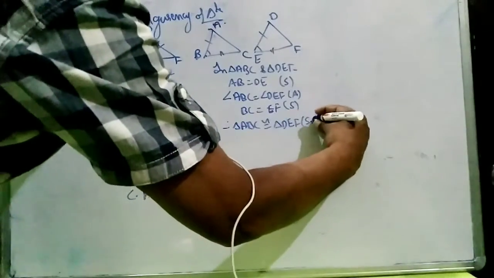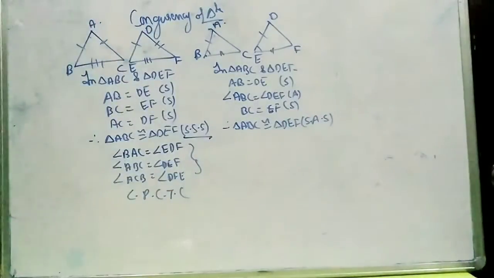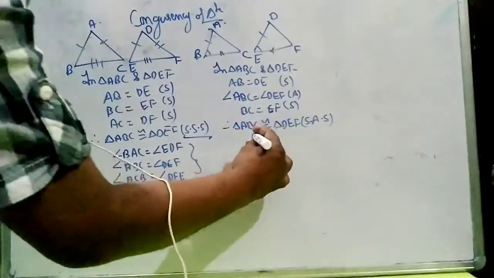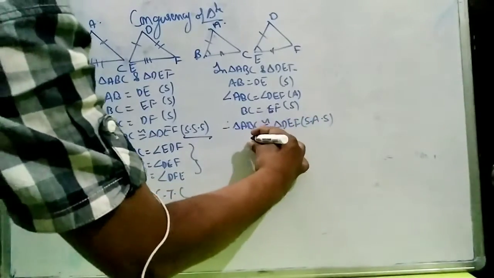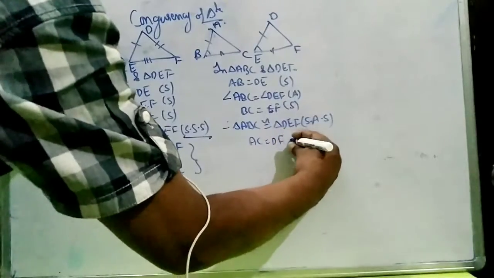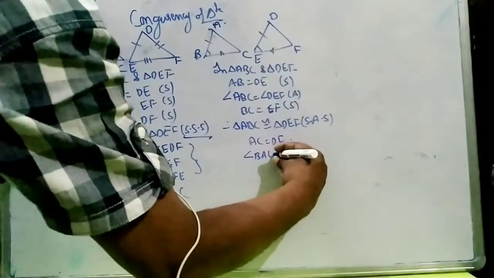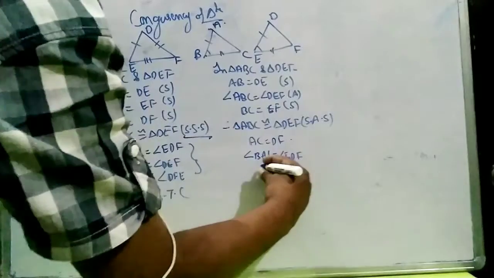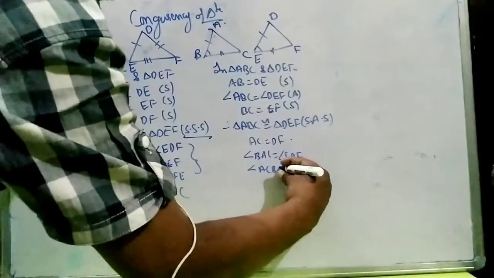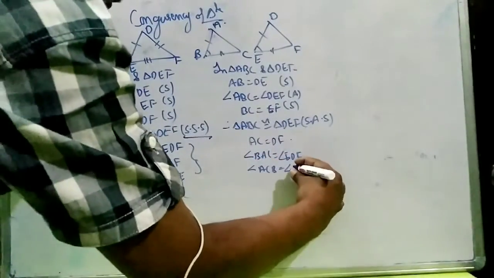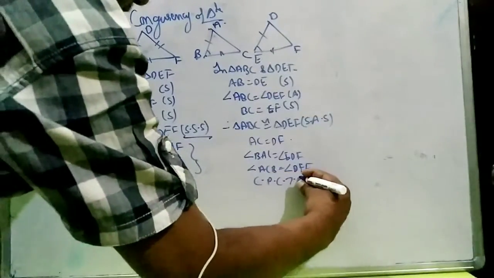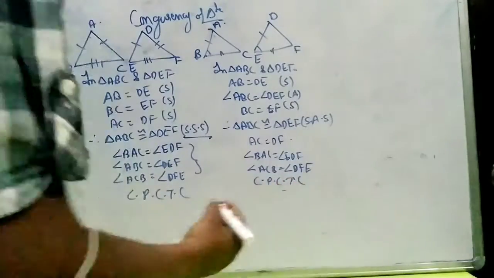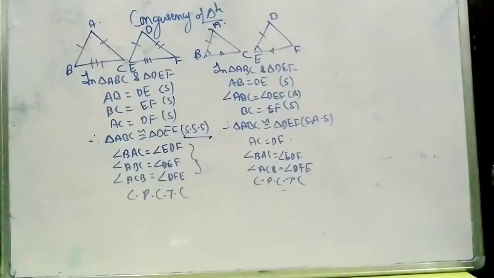By which property? SAS. The second property is SAS, side angle side, which also proves that they are congruent to each other. We have to write the properties also, which means now the remaining side AC is equal to DF, angle BAC is equal to angle EDF, and angle ACB is equal to angle DFE. By which property? CPCTC: corresponding parts of the congruent triangles are also congruent.